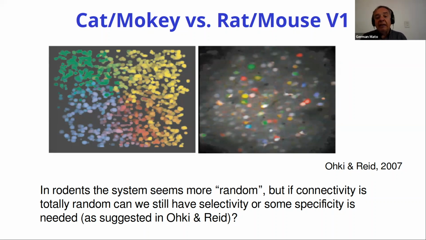But one could ask, if connectivity is totally random, can we still have selectivity? Or maybe some specificity is needed in the connections, as suggested in Ko et al. and Reid. They, for instance, suggested that neurons with a similar preferred orientation should be more strongly connected between them than neurons with different preferred orientations, and that this effect could control the selectivity of the system.